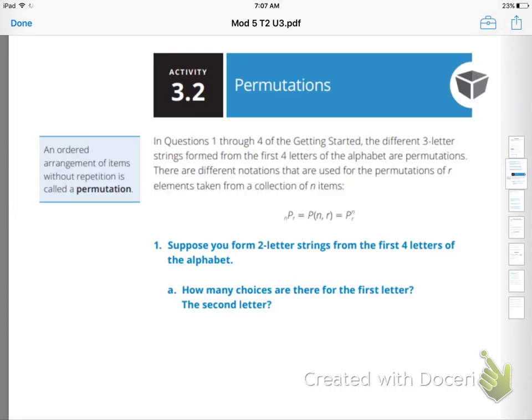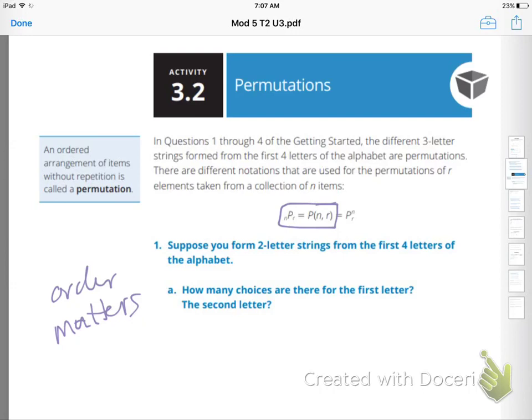Okay, so permutations. An ordered arrangement of items without repetition is called a permutation. The most common ways you will probably see it are these two ways. So permutation, order matters. That's the big thing with this. Examples of ordering mattering: if you're assigned president, vice president, and secretary, the order is going to matter in that.